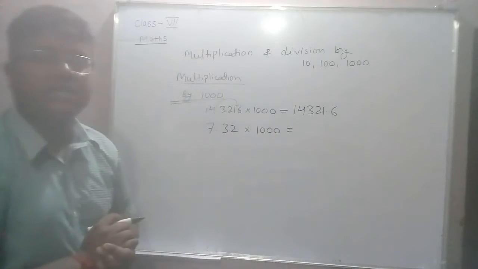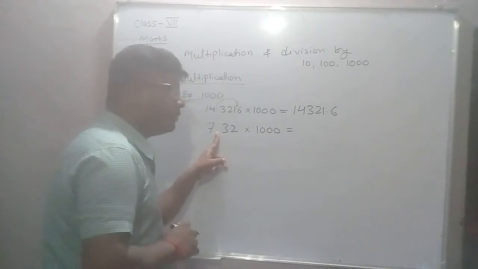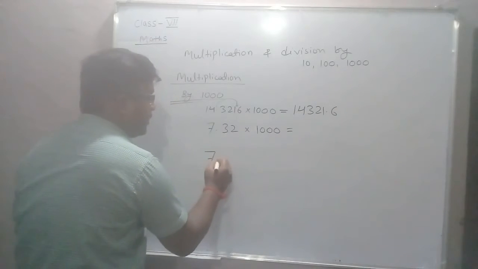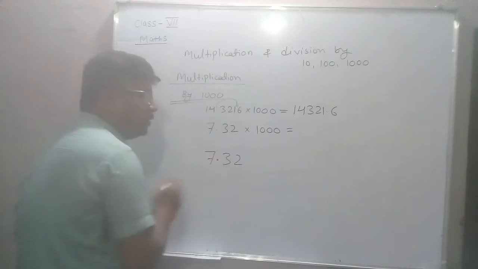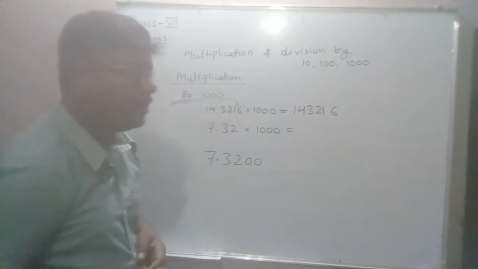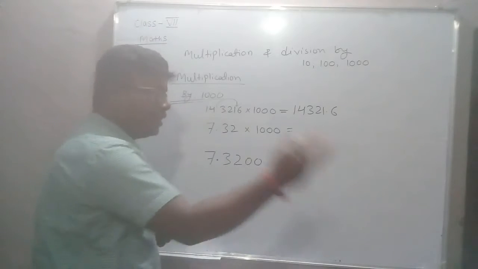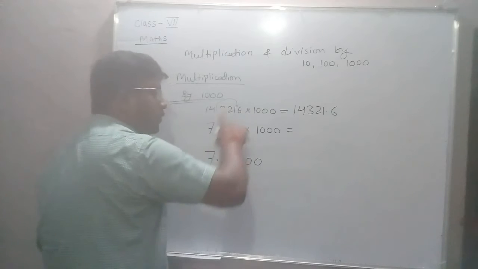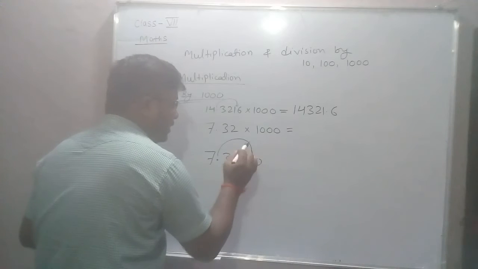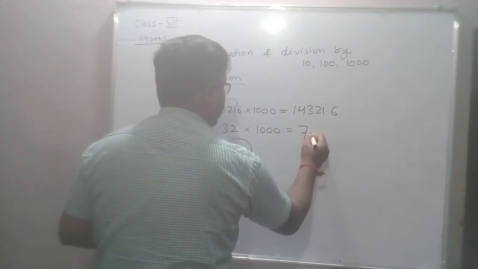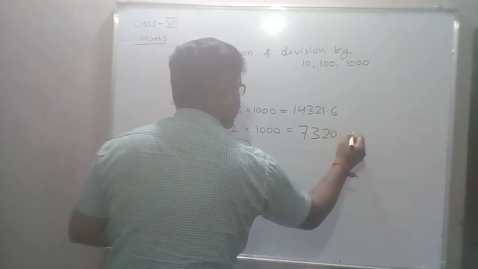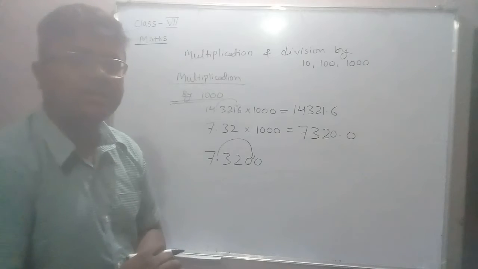So you need to transfer this decimal towards the right. After how many places? 3. But here there are 2 only, 7.32. Actually the decimal is shown here, so you can keep any number of zeros. So I keep, suppose, 2 zeros. So after 3 digits, we have to transfer this decimal point towards the right. 1, 2, 3. So it becomes 7320.0. After this point, if you write 0, then also okay.